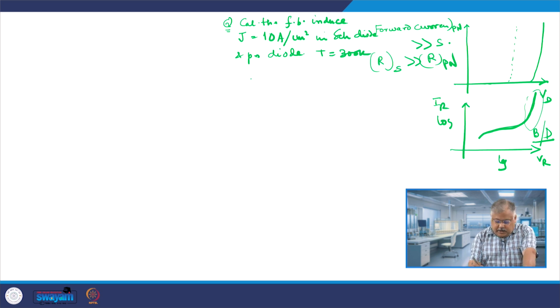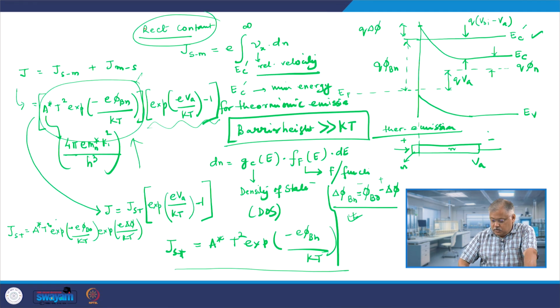Now, for a Schottky diode, I can write down VA equals kT by q ln of J by JST. This I got from that previous explanation, you see. If you look at this expression here, from here I can get J by JST plus 1, you can remove, and a natural log of that times kT by q will give you the value of your VA, right.